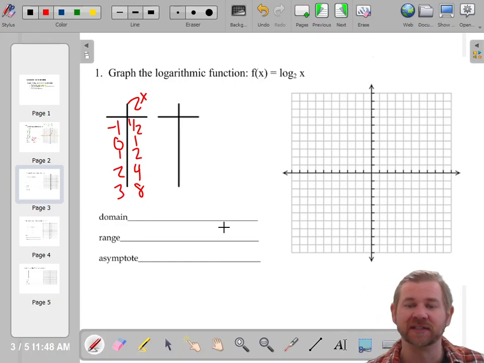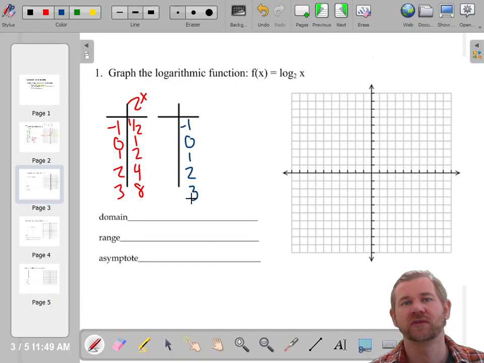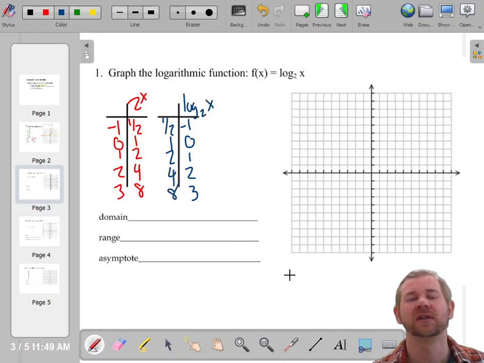So inverse means you flip x and y. Everywhere you see an x, you're going to put a y. So what I'm going to do now is flip this table. So all my x's are going to become my y's. So now it's -1, 0, 1, 2, 3 on the right, and these will now be my x's: 1/2, 1, 2, 4, 8. This is called a base 2 logarithm.